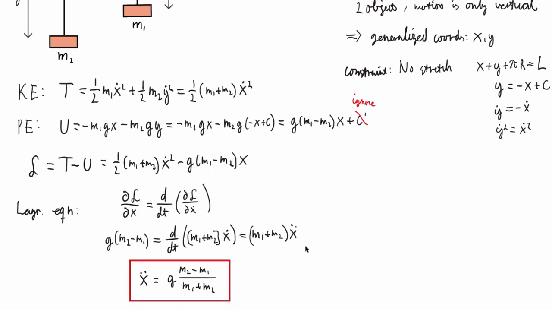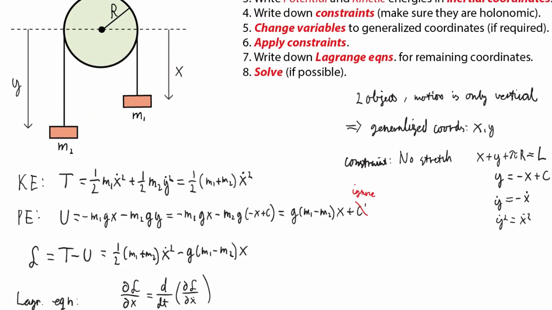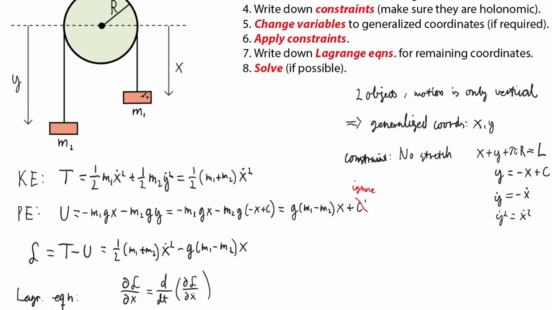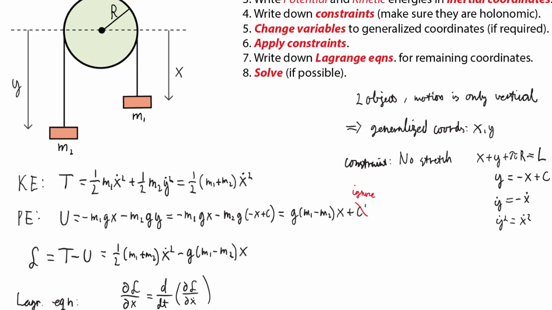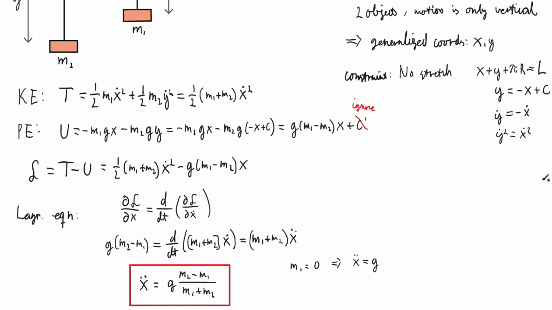Okay. And as usual, we should do a little bit of a sanity check. Now, we've seen this solution before, so it makes sense. But we can see here that, for instance, if we set m1 equals 0, that gives us that x double dot equals g. And that's actually incorrect. Right? If m1 is 0, then this should move upwards. So there's a sign missing somewhere. So let's see if we can find that.